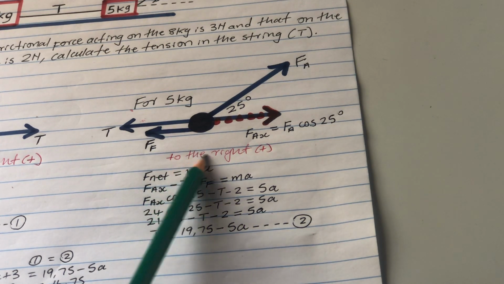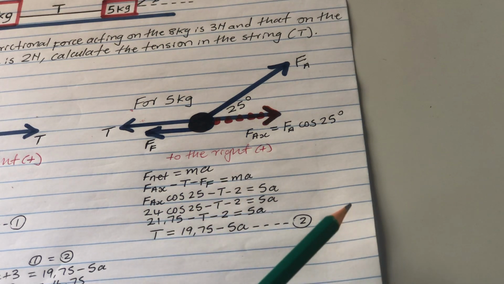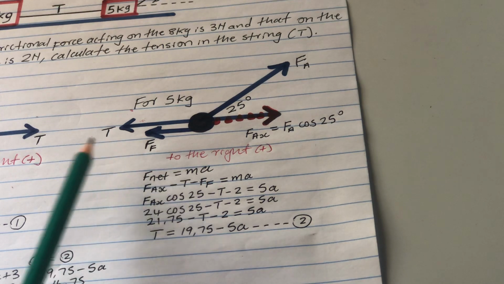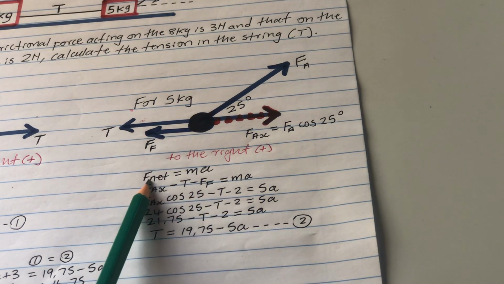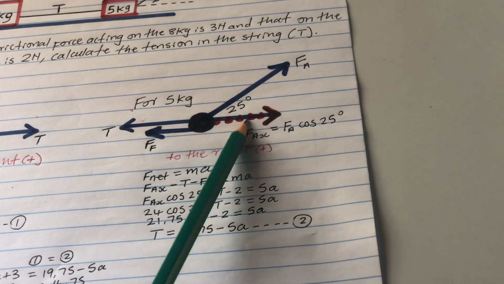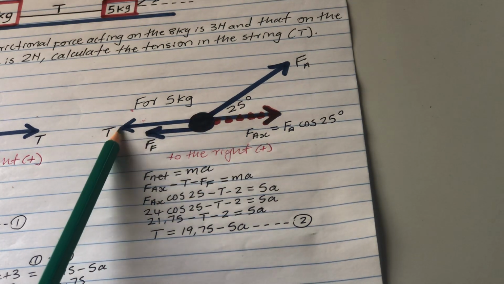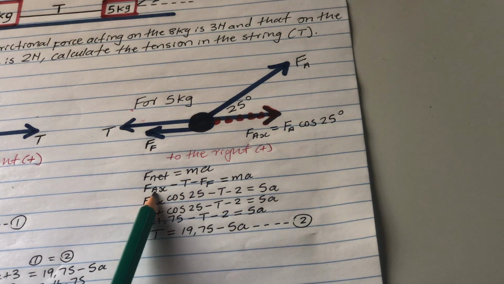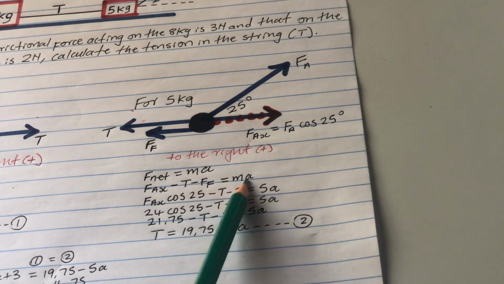To the right is positive. It means that if the forces point to the right, they will take a positive sign, and those that are pointing to the left will take a negative sign. Then we put F net equals ma. What makes up F net? All the horizontal forces: FAX, FT, FF. FAX will be positive, T negative, FF negative, equals ma.